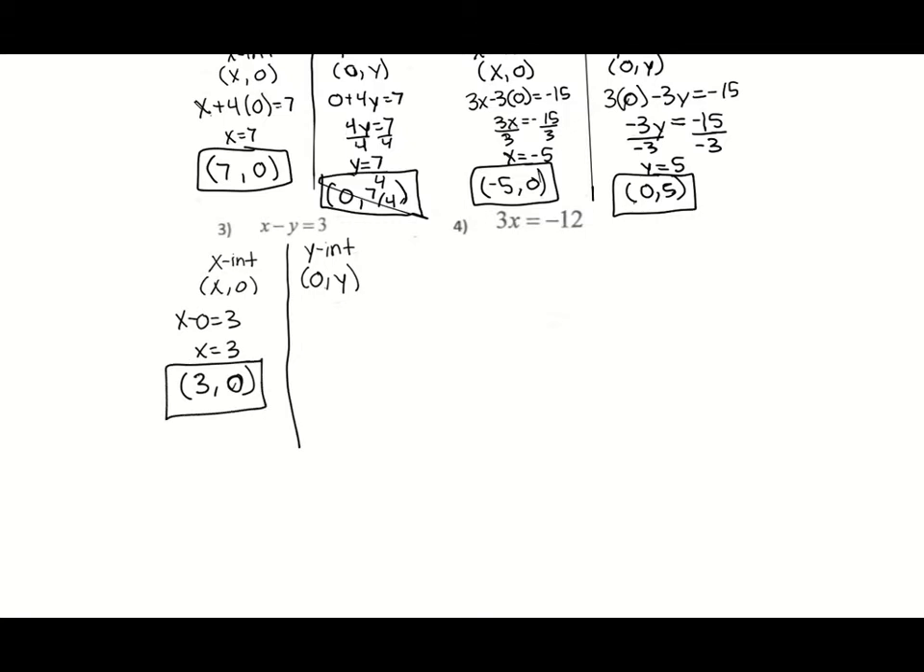For y, I'm plugging in x equals 0, so I get 0 minus y equals 3. This time I get minus y, so don't forget that negative sign out front. Minus y equals 3. I need to get rid of that negative sign. So there's really a negative 1 out front of that y. To get rid of a negative 1 times y, I can divide by negative 1. My negatives cancel. I'm left with y equals negative 3. My final point is 0, negative 3.